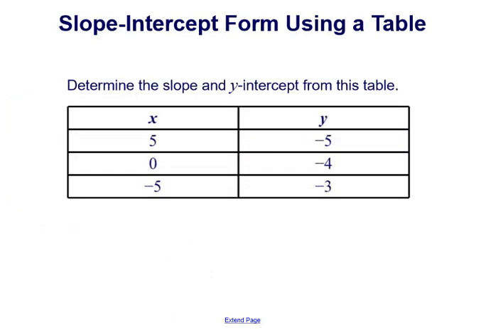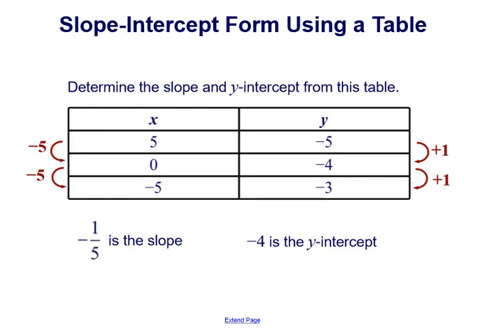Let's do another example where we want to determine the slope and the y-intercept from this table. So again, we're going to look at the change in the y values and the change in the x values to get our slope, and then we'll look for the value of y when x equals 0 to get our y-intercept. So the change in the y values is +1 for adding 1 each time. It's -5 for the change in the x values since we're subtracting 5 each time.